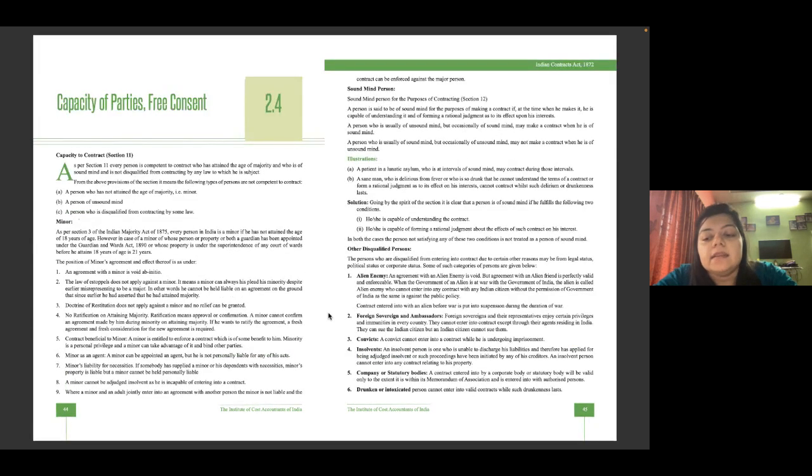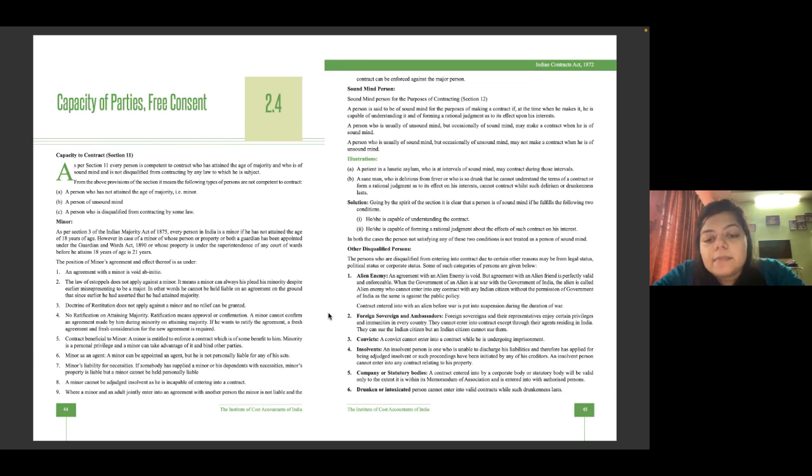What exactly is meant by capacity of the parties? Capacity of the parties is when we talk about section 11. The capacity of the parties is when both the parties have attained majority, if they are individuals, or it could be a legal person also, based on which that particular party would be considered a party which can enter into contracts.